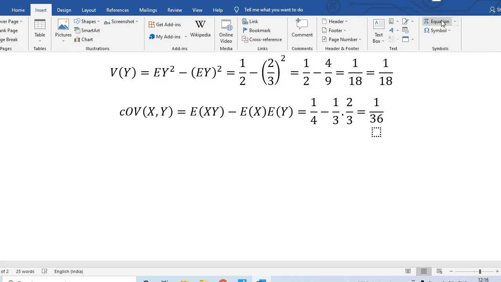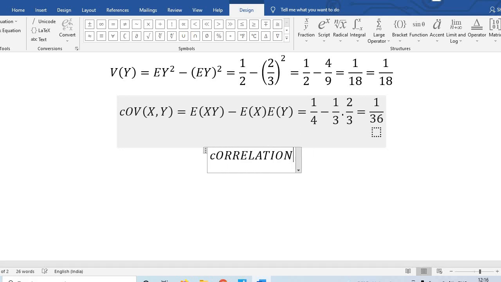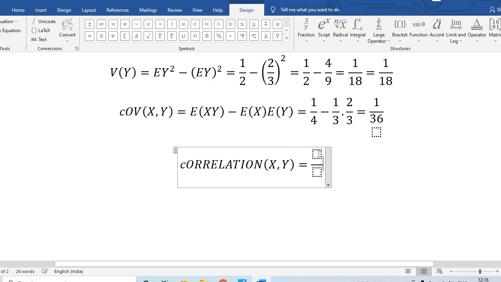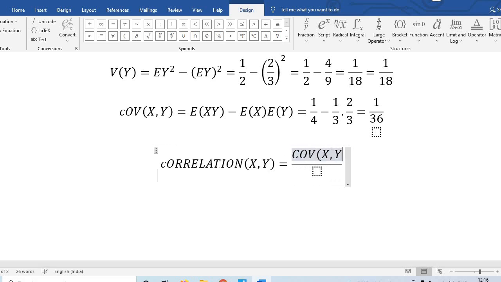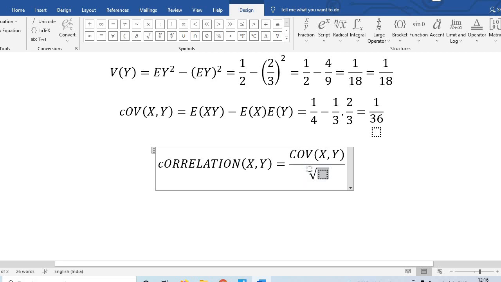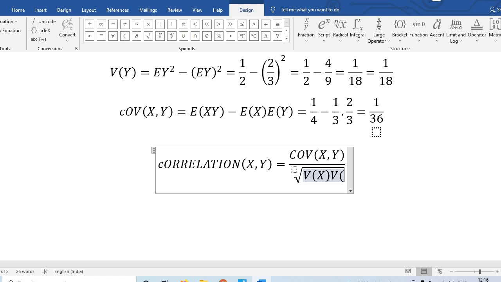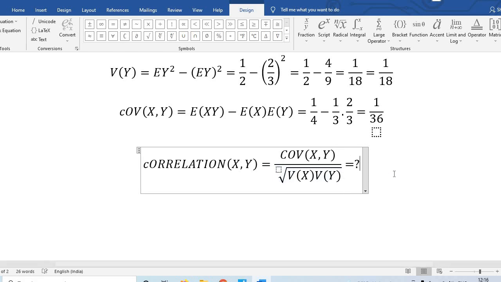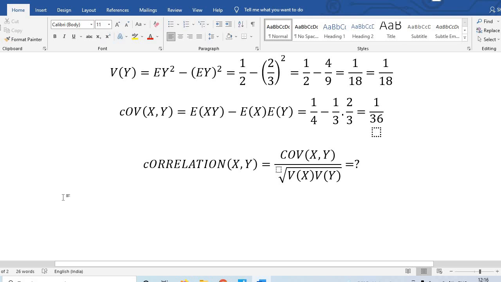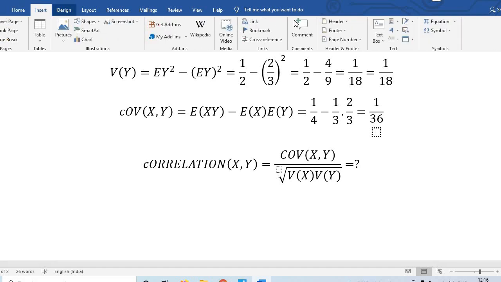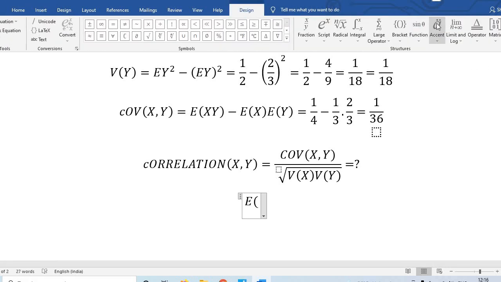What is correlation? Now that is covariance of x comma y divided by square root of variance of x times variance of y. Okay, we will substitute here. Now we consider expectation of x given y equal to y.